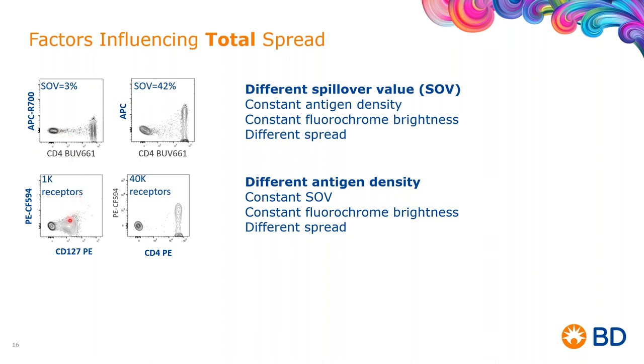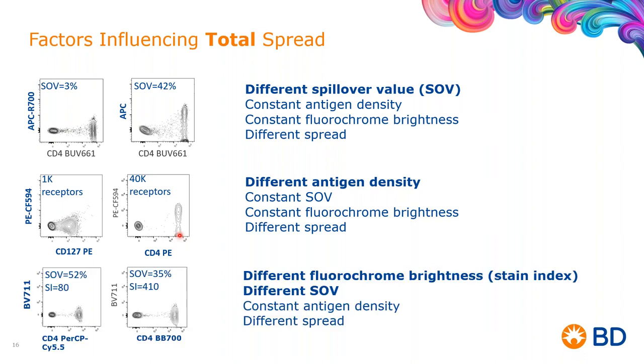Now, if we keep the spillover value constant, because we're looking at PE into PCF594, the spillover value is the same. But what we're changing is the fluorochrome brightness as a function of antigen density. CD127 PE, roughly 1,000 receptors on the cell, gives you a dim signal. CD4, 30 to 40,000 receptors, gives you a much brighter signal. So now you can see that even though the spillover into PCF594 is the same because it's still PE, the spread is different because we're changing the multiplier of the MFI.